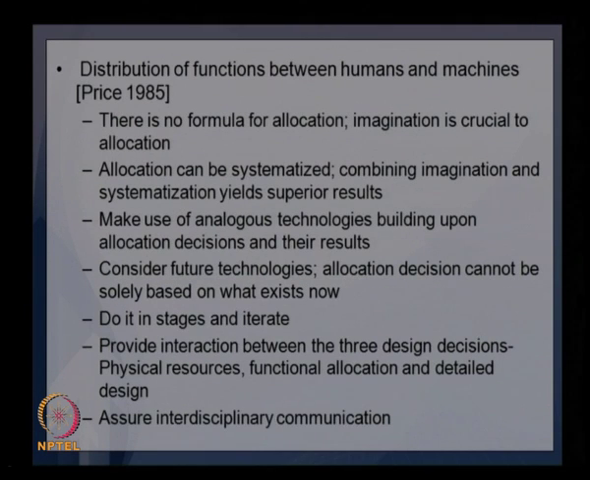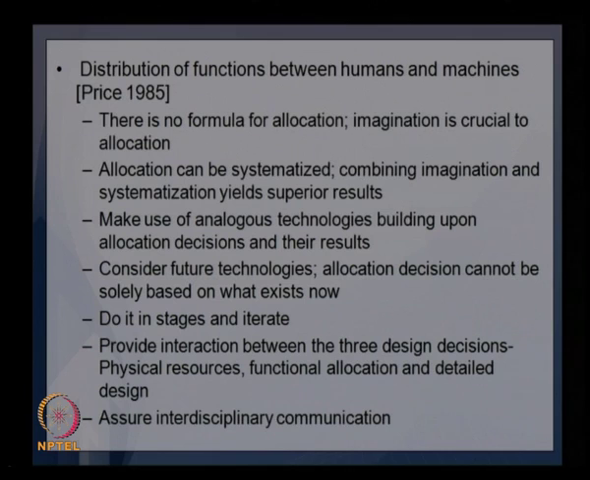Another method or principle is basically for the distribution of functions between humans and machines. Here it is not the computer, but different kinds of machines: automatic machines, semi-automatic machines, and machines fully controlled by computer systems. So, how do we allocate the functions between human and machines in this case? This was proposed by Price in 1985. These are basically general principles. Again, it will not tell you how to do it, but it tells you what the binding principles are on which the allocation should be based.